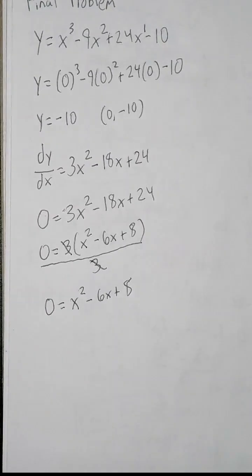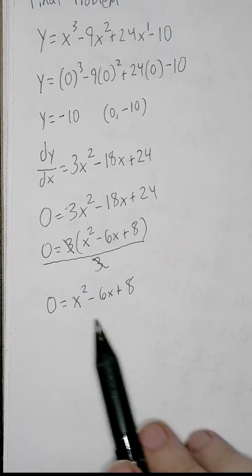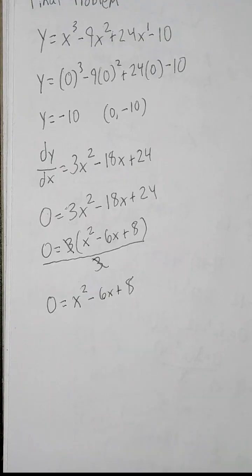I think I need to adjust my camera. So now, what two numbers multiply to 8 and add up to negative 6?